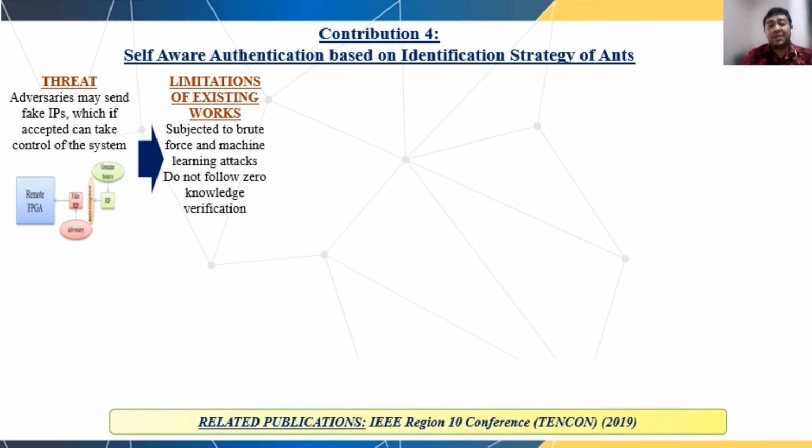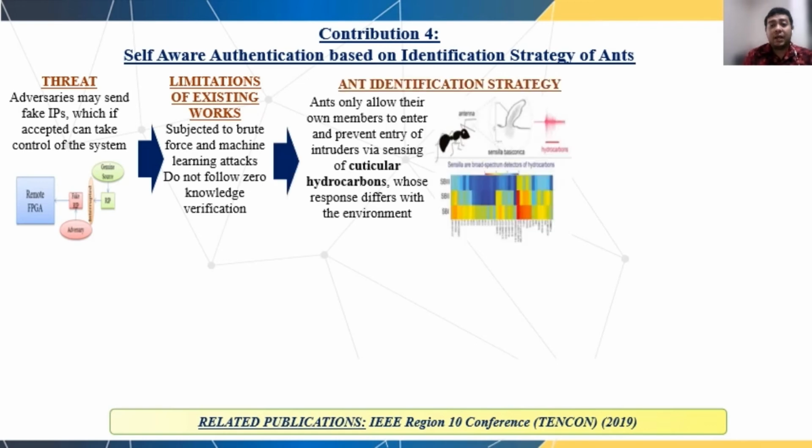So the existing works are subjected to brute force and machine learning attacks, and also they do not exhibit a zero-knowledge verification mechanism. And for this we adhere to the identification strategy exhibited by ants in nature. The ants of a particular colony possess unique cuticular hydrocarbons, and the signals emitted from these cuticular hydrocarbons are unique for that colony, and differ from members of another colony. So ants only allow their own members to enter and prevent entry of intruders by sensing the signals emitted by the cuticular hydrocarbons, which differ between members of another colony.